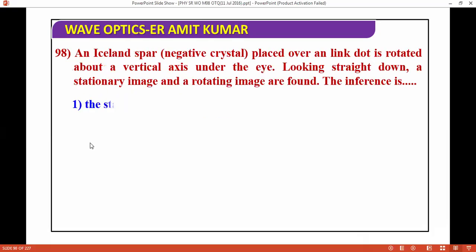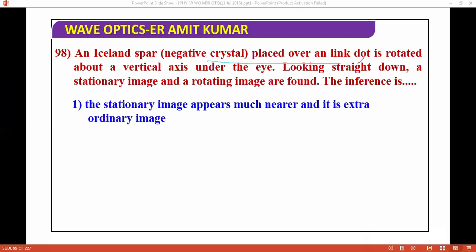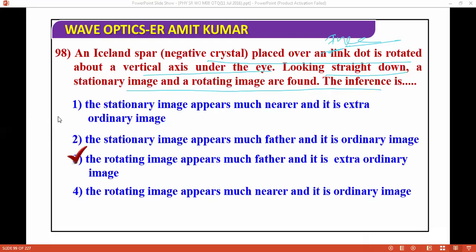Next, a negative crystal is placed over an ink dot and rotated about a vertical axis under the eye. The correct answer is that the rotating image appears much faster, the extraordinary image. This is the concept.